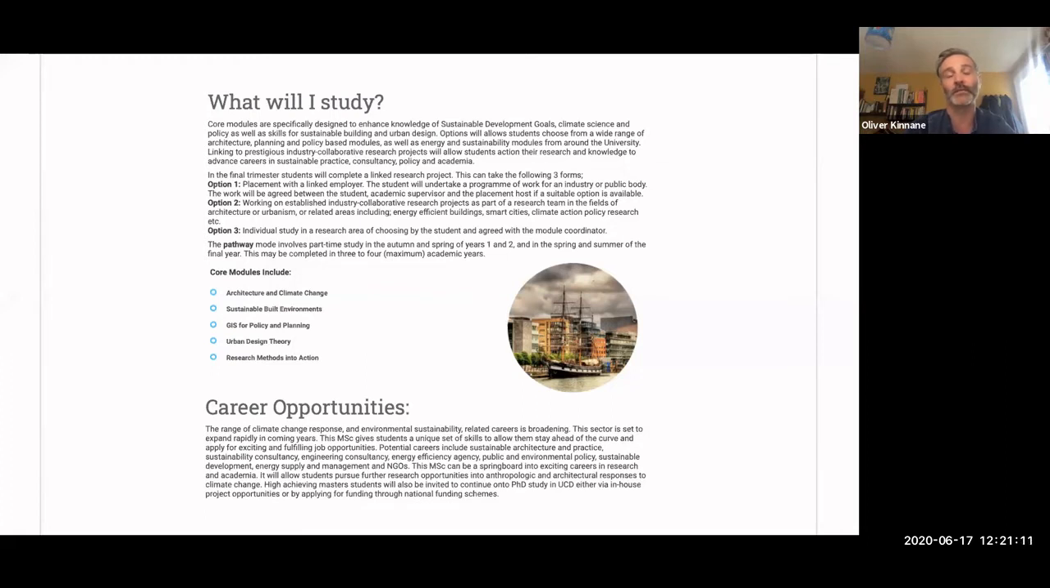So, in this MSc in Architecture, Urbanism, Climate Change, we'll teach you how to do these things. You take subjects like architecture and climate change, carbon management and sustainable urbanism, urban design theory, renewable energy systems, climate policy and politics, air pollution, just to name a few of the options that are available.